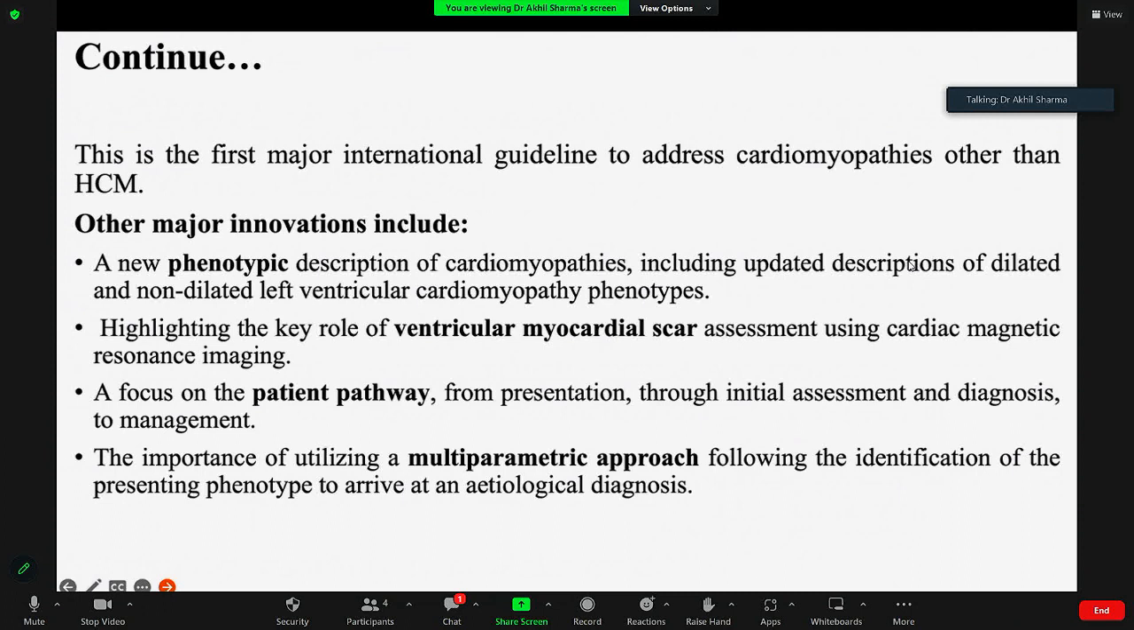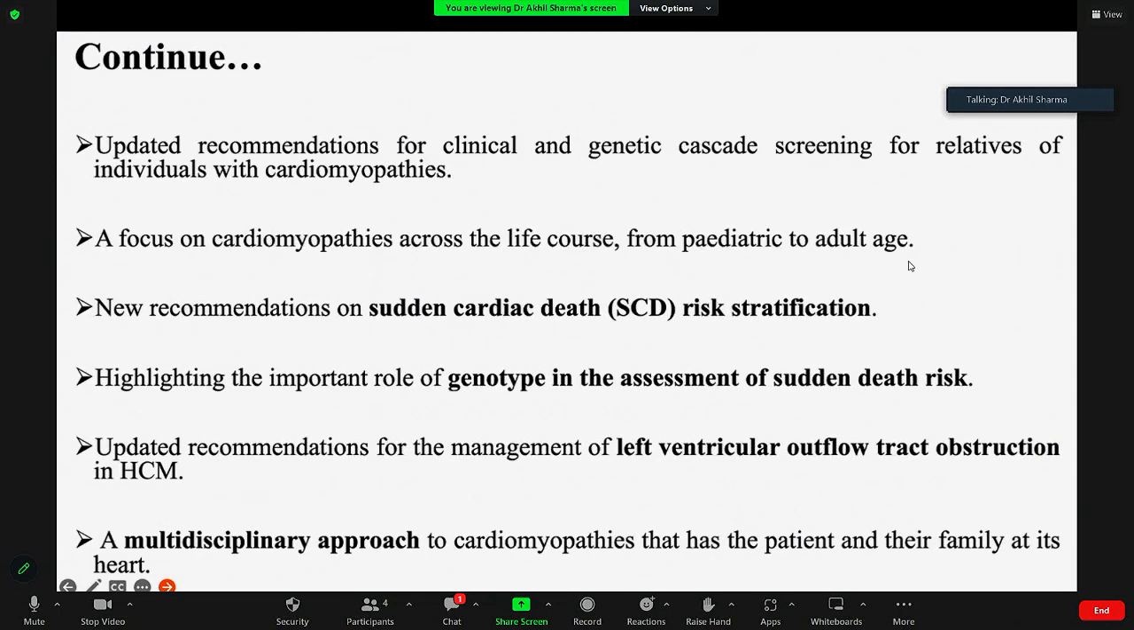These guidelines have some unique characteristics. They start by identifying the patient on their phenotypic presentation, and they categorize the patient according to the phenotype. Then they give importance to ventricular myocardial scarring on CMR, both in management as well as prognostication. There are some patient-specific pathways to identify the patient before presentation, at the time of presentation, up to advanced management, and a multi-parametric approach is recommended throughout the presentation.